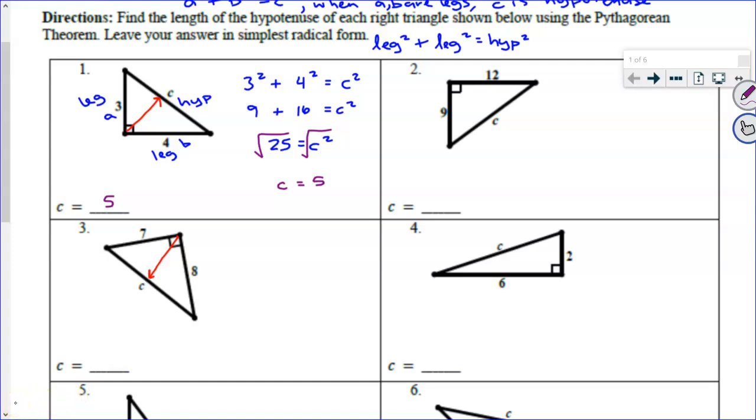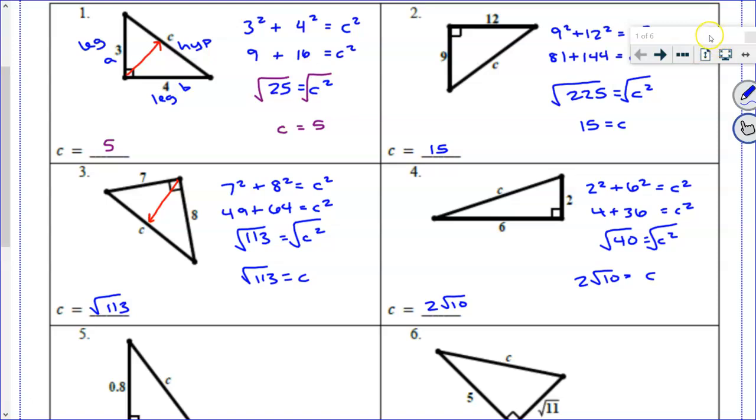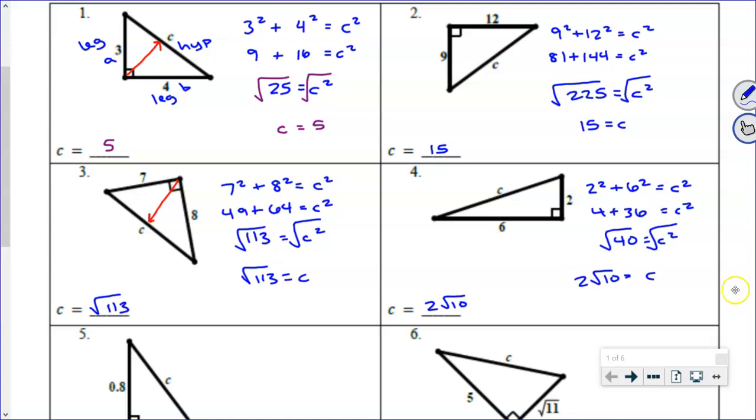Pausing the recording now. Okay, time's up and voices are off. Please take a look at the answers. I have even shown my work. For 2, C is equal to 15. That was nice and easy. And then, of course, I throw in the more challenging ones, where 3 is equal to an irrational number, the square root of 113. So I keep it as the square root of 113. 4, similar situation. We end up with the square root of 40, but the square root of 40 can be simplified.